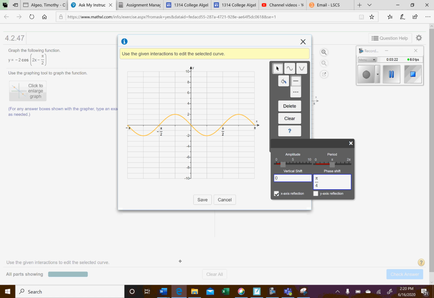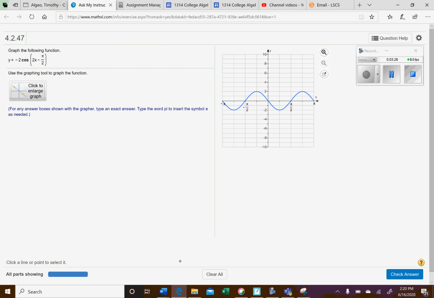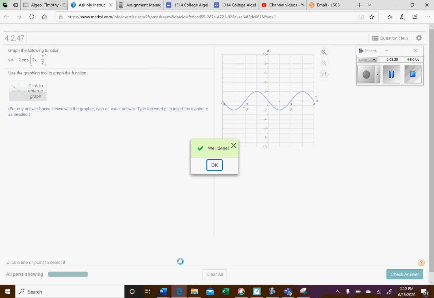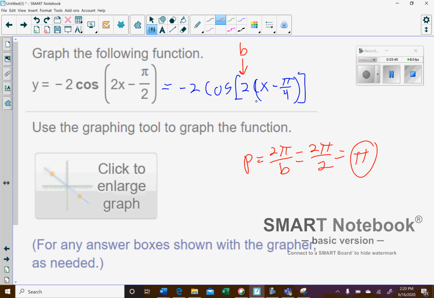Okay, everything looks good, so I'll go ahead and save. And let's go ahead and check that. There we go. So, yeah, be a little careful. What throws a lot of people off right here is that you want the coefficient in front of x inside the parentheses to be a 1. And so you had to factor out that 2, and then that affects the phase shift right there.